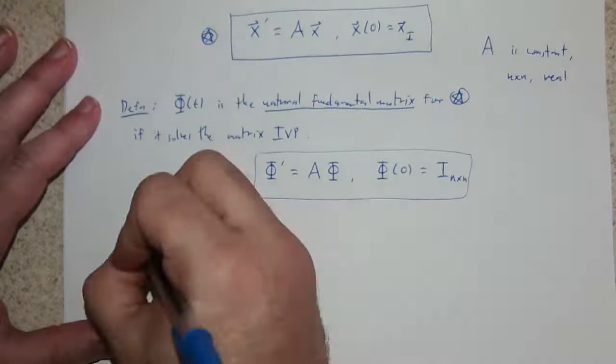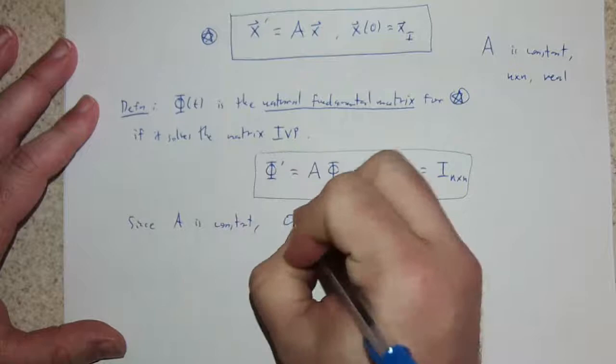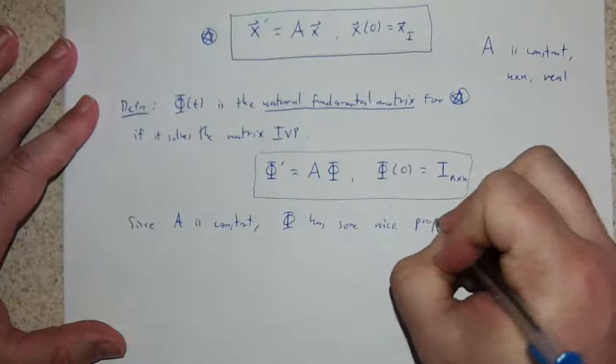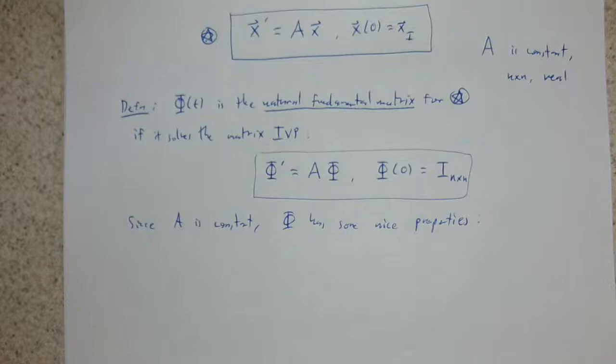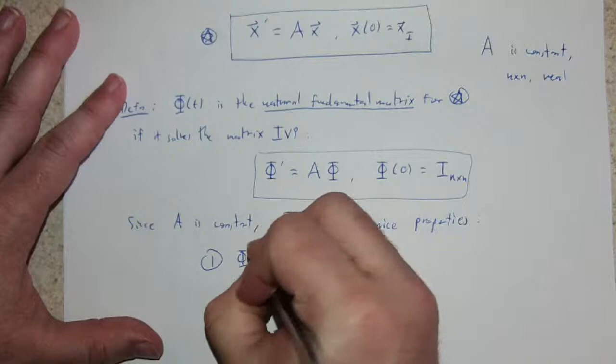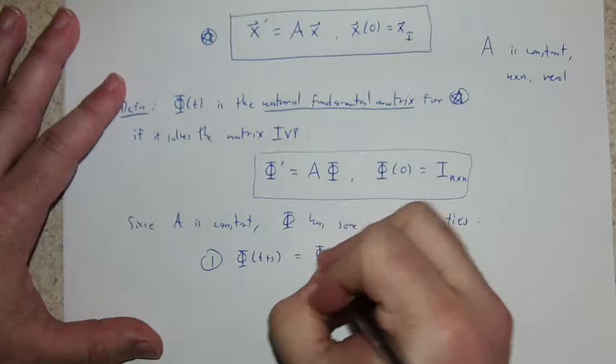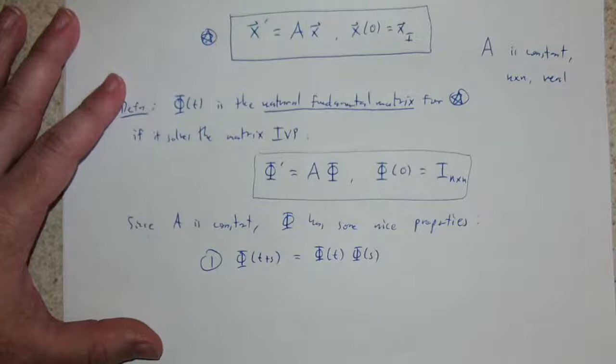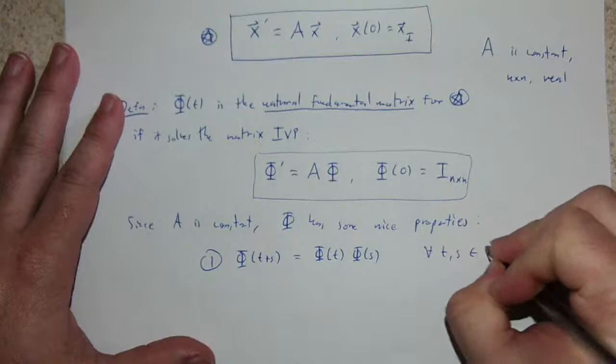Okay, so since A is constant, phi has some nice properties. These properties are going to inform us that this thing is behaving like an exponential. So what are these properties? One, if you have phi of t plus s, this is the same thing as phi of t times phi of s. And this is true for every t and s real, so any real numbers t and s.